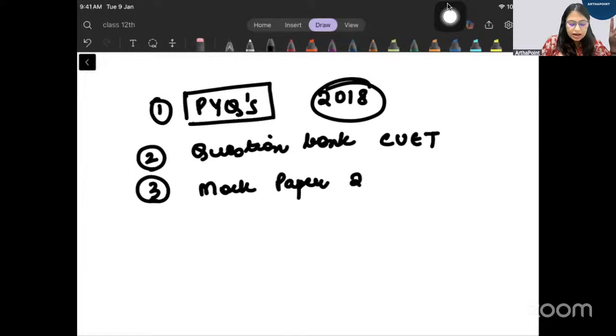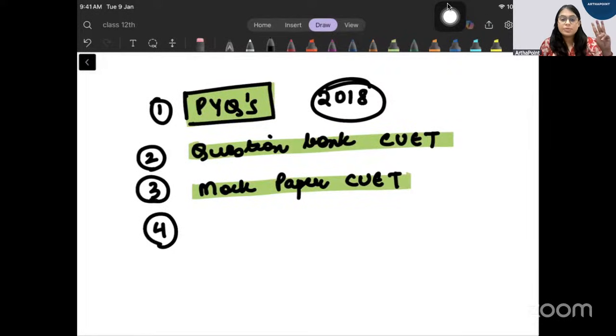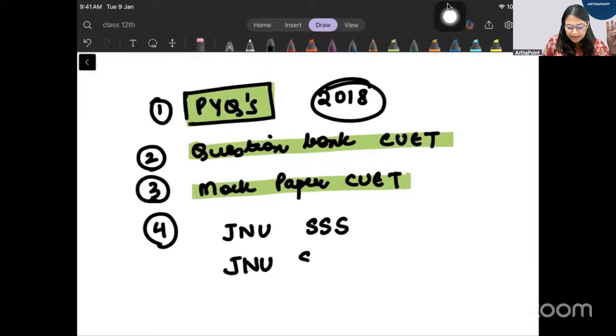I can send you screenshots of your seniors telling me that questions were asked as is from the mock paper. Every year questions come from the mock papers. They repeat themselves. You have to do the mock papers. Now, once you're done with these three things, then you will pick up the JNU paper SSS and JNU paper SIS.